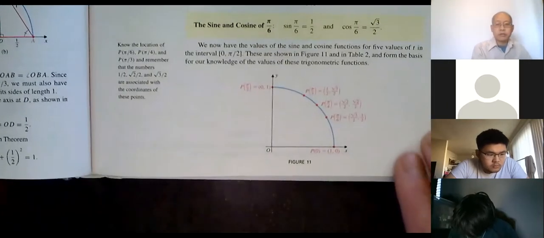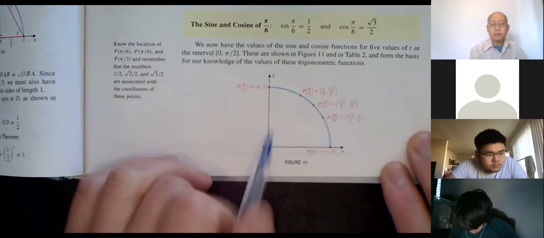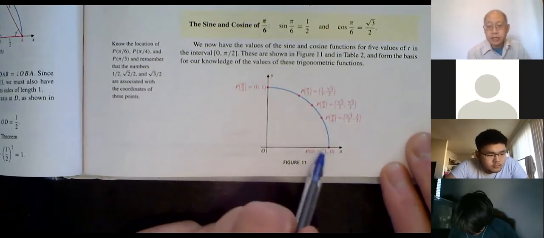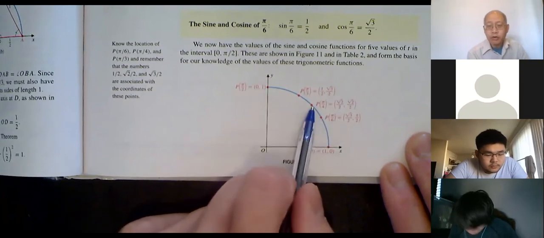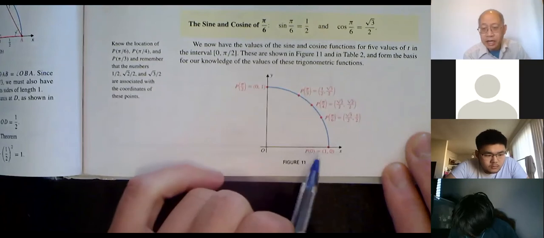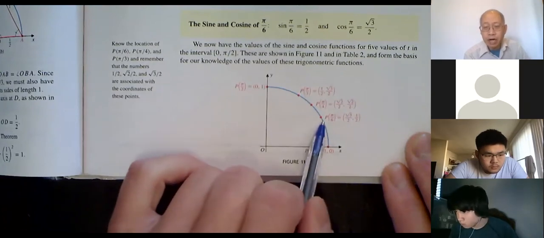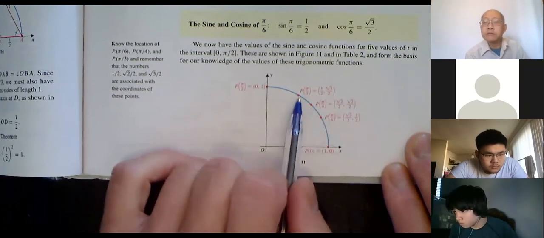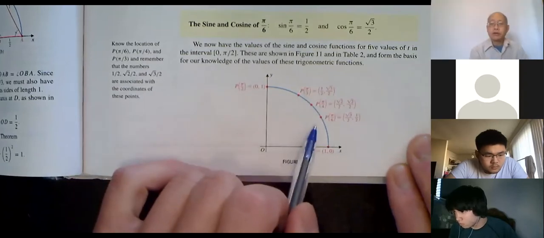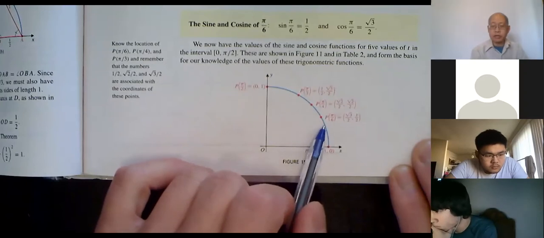And here's a nice little picture here within the first quadrant. So this is 0 degrees, 30, 45, 60, 90. Or in radians, not sure you can see that, that's 0 radians, pi over 6, pi over 4, pi over 3, pi over 2. Here are the ordered pairs associated with them.